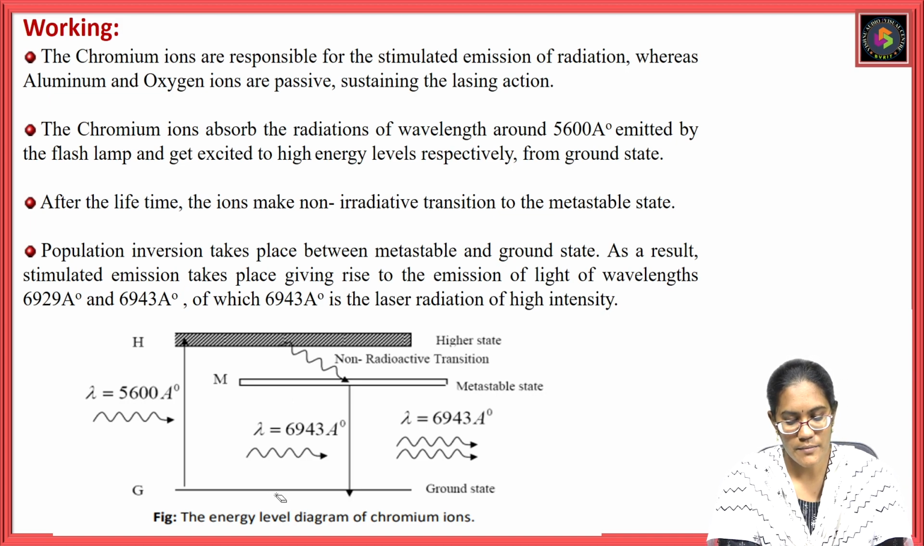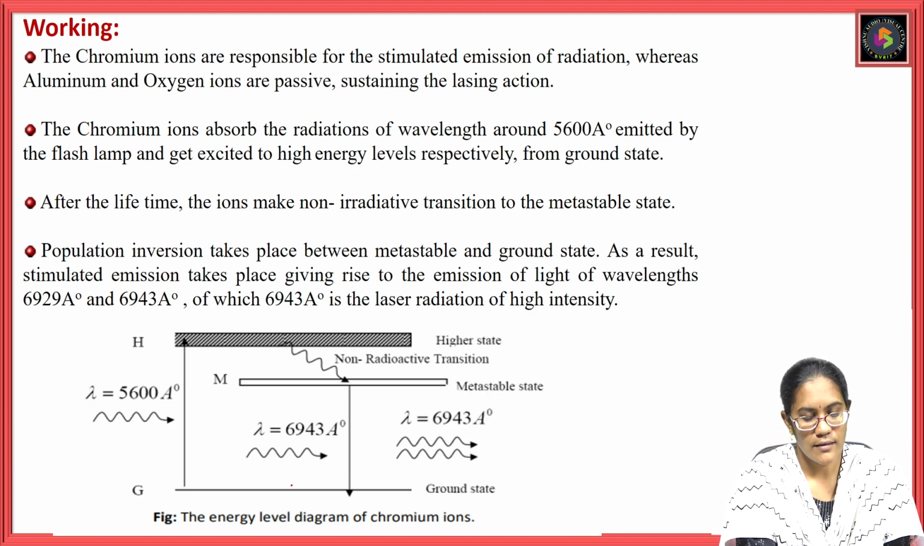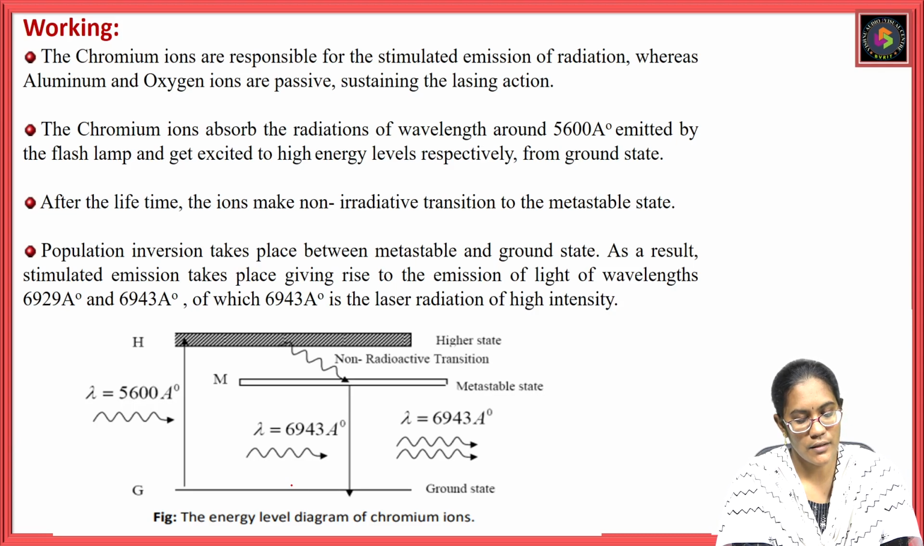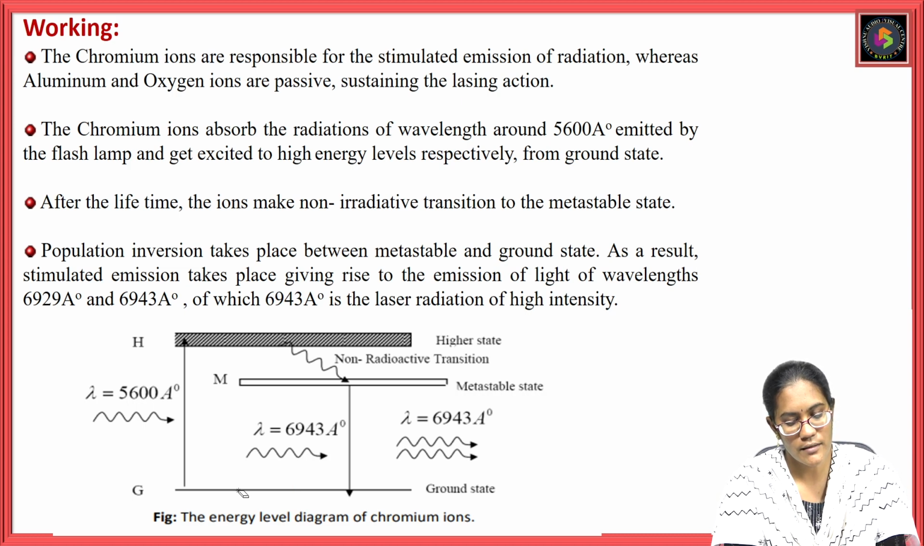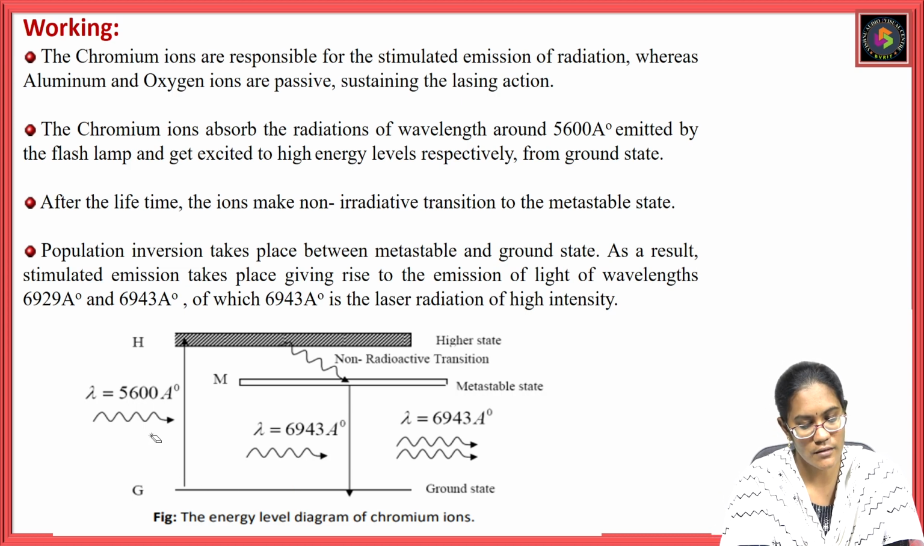This is the ground state, this is a metastable state, and this is the high energy state. Initially, the atoms are present in the ground state. Cr3+ ions are present at the ground state. This is the pumping source energy, in the wavelength order of 5600 angstroms. So we are using the pumping source with this much wavelength.